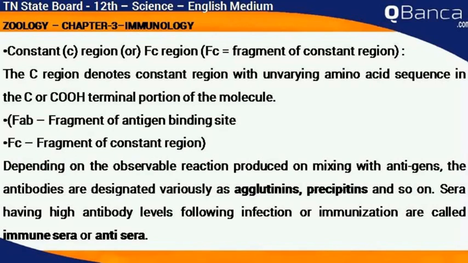Fragment of antigen binding site, Fc, fragment of constant region. Depending on the observable reaction produced on mixing with antigens, the antibodies are designated variously as agglutinins, precipitins, and so on. Sera having high antibody levels following infection or immunization are called immune sera or antisera.